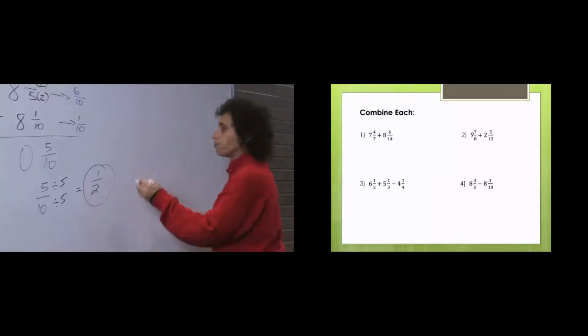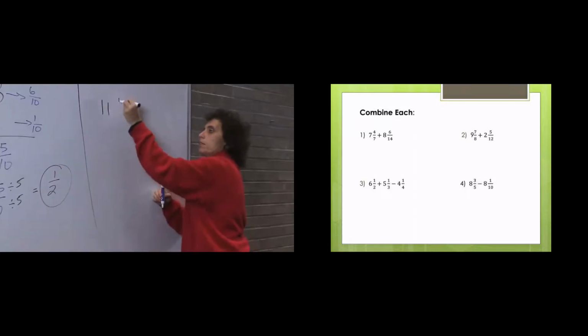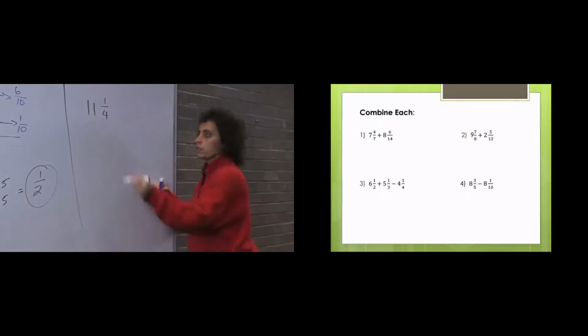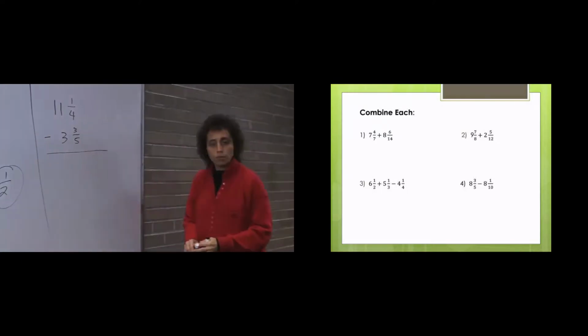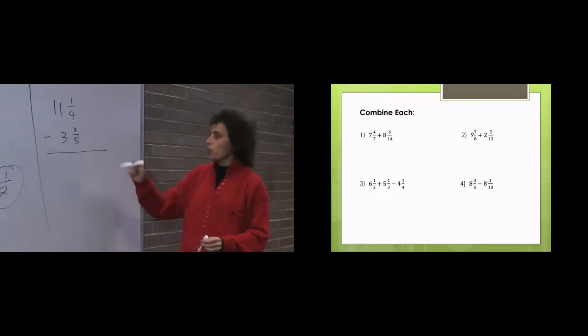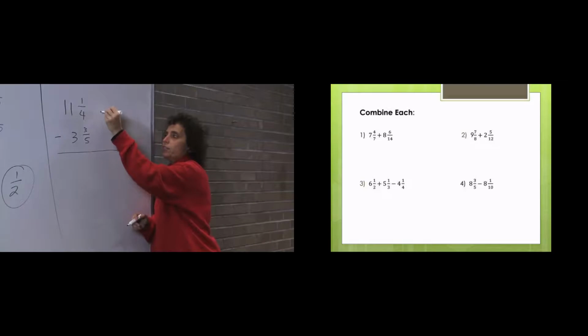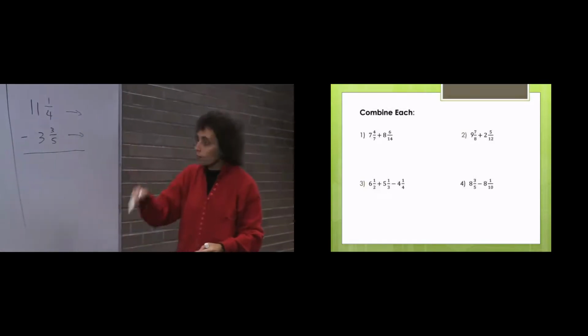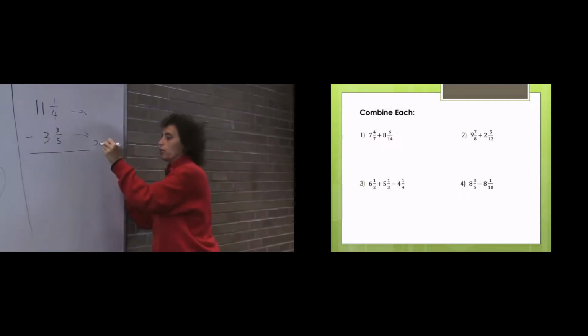Okay, let's go back to the challenge question and see the difference in that rainfall. Okay, here we go. It was 11 1/4 minus 3 3/5. I think we're ready. We look for a common denominator. 4 does not go into 5, so I need to take multiples of 5. 5, 10, 15, 20. 20 is the winner. So the LCD is 20.